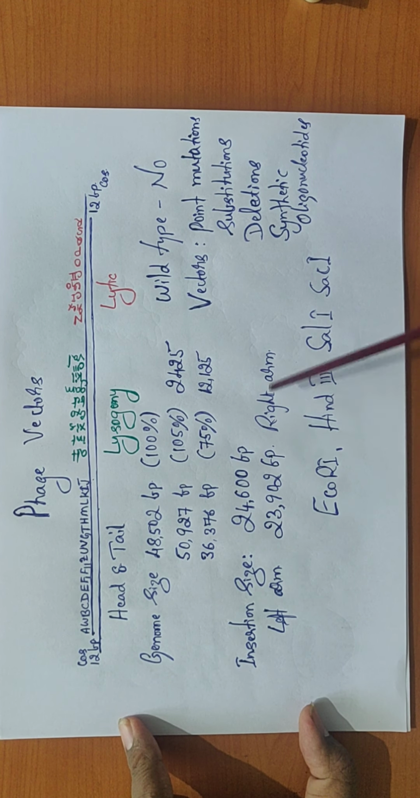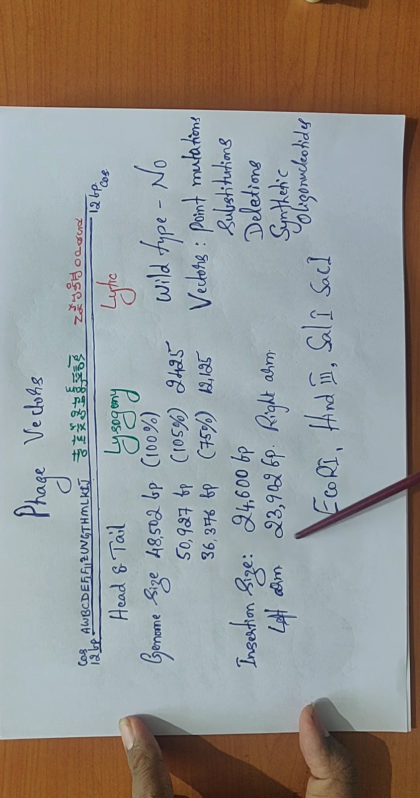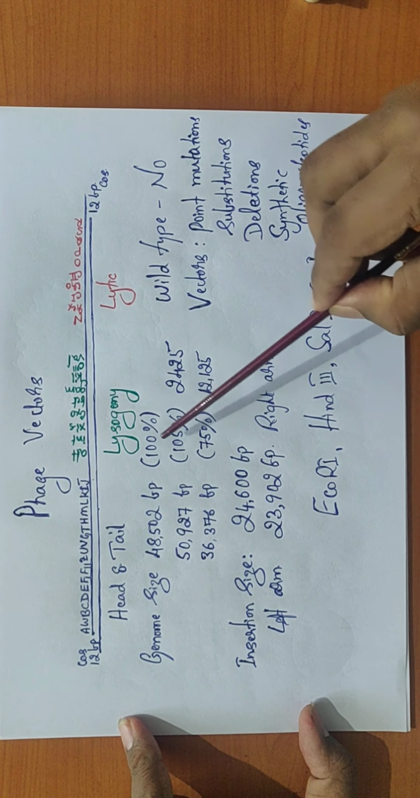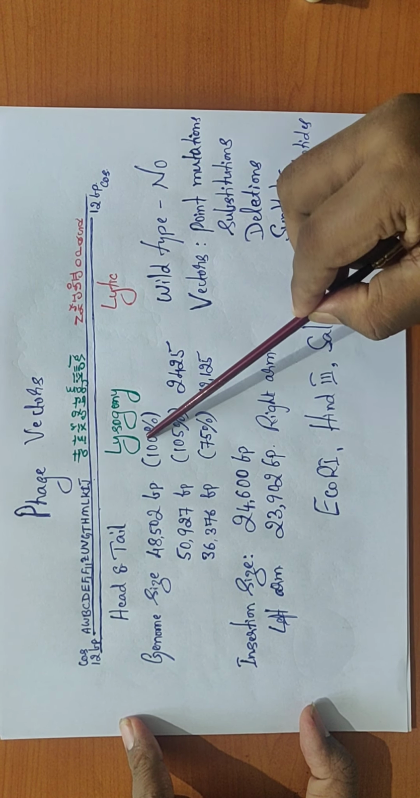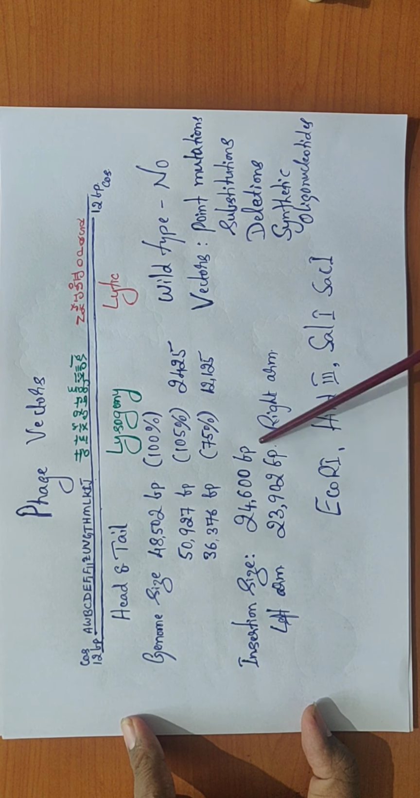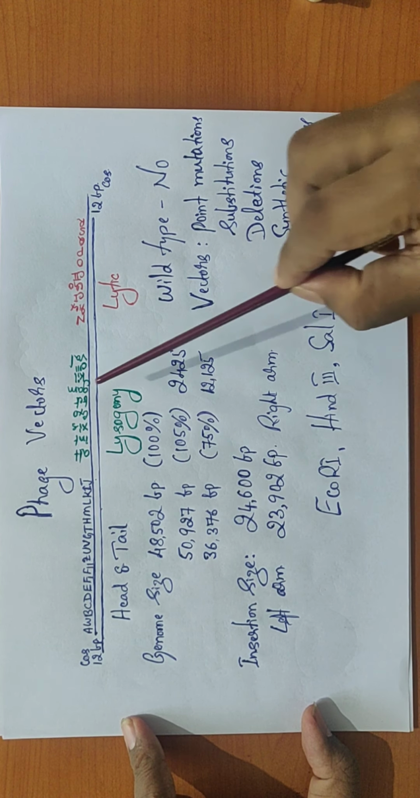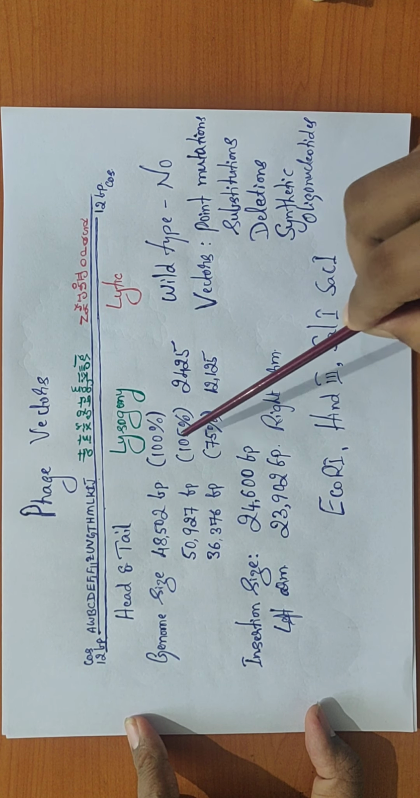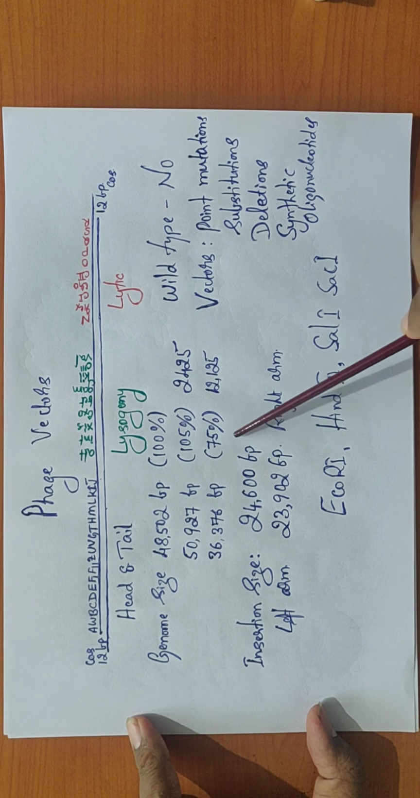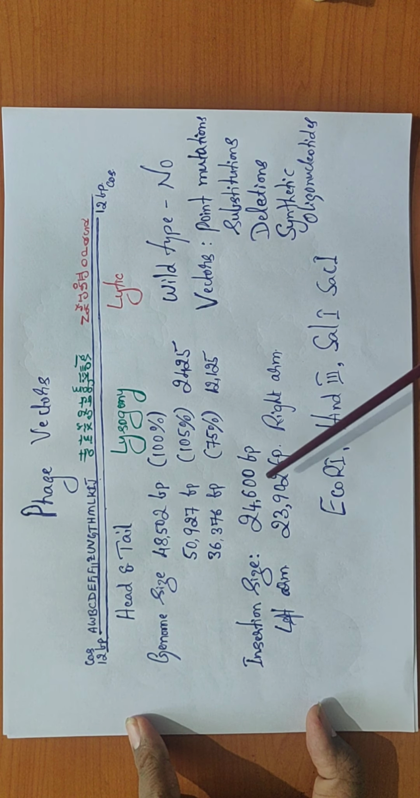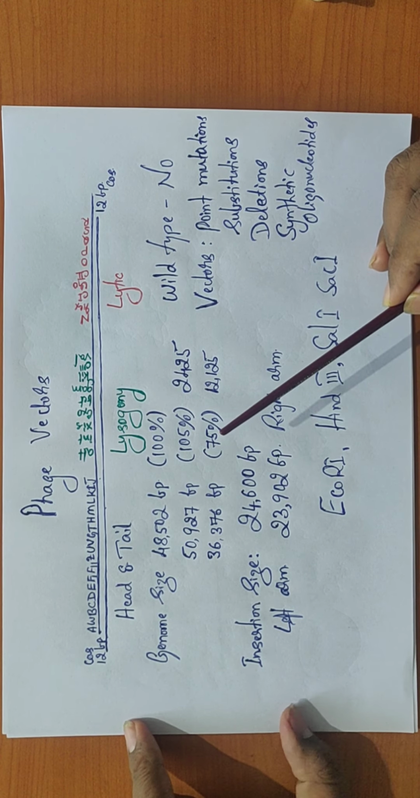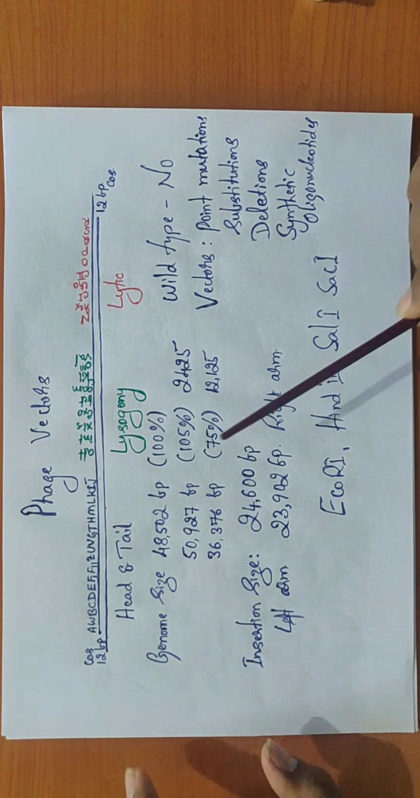So if you want these two things to get packaged, we have to insert a DNA so that the length of the DNA comes between 75% and 100%. That is the space we have, so that we can incorporate somewhere between 75 to 105%. So we can insert as big as 24,600 base pairs.